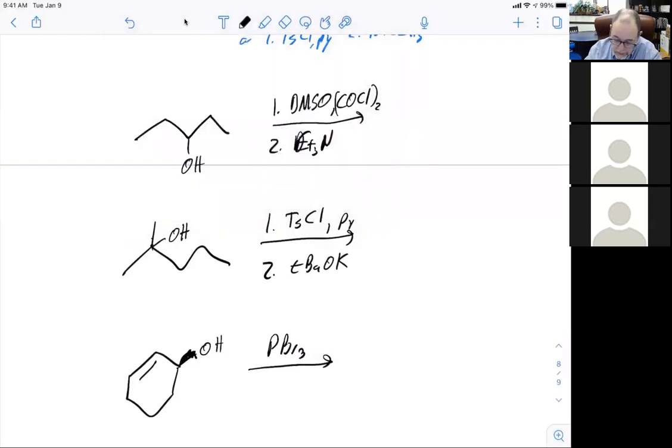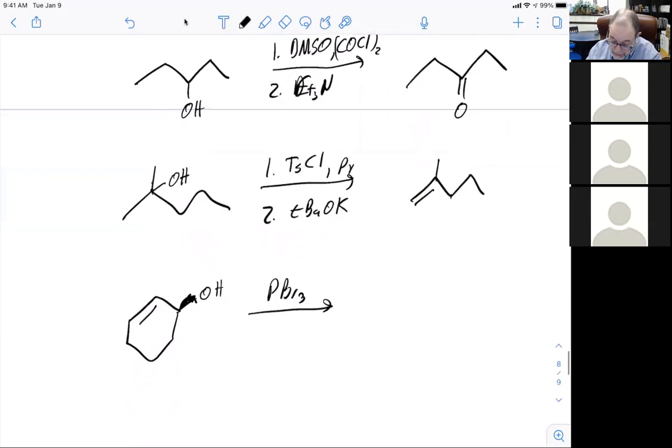This first one, okay, this is going to be Swern oxidation conditions. So we're going to end up oxidizing the alcohol to a ketone. The second one, we're doing an E2 type elimination. We're using a bulky base, right? Potassium tert-butoxide, right? And so that's going to give me the Hofmann product. And then the third one, we're using the PBr3 on this one. The trick is to remember that this is going to be SN2. So therefore my bromide adds down.